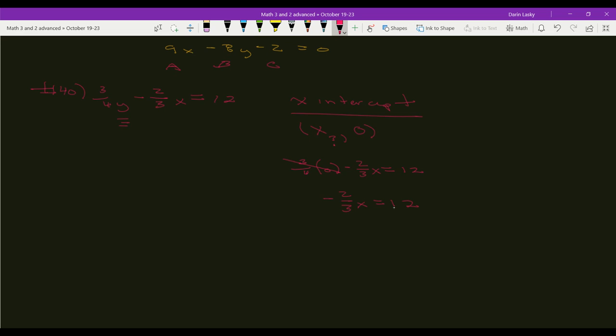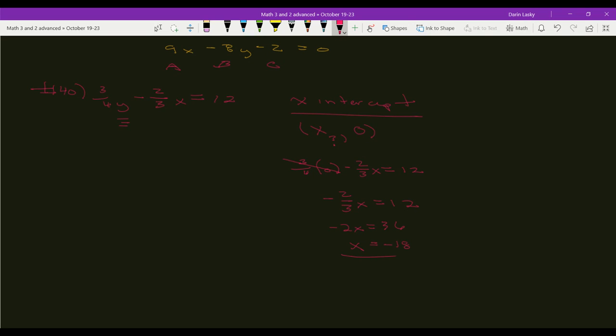How do I solve this? We make it a ratio where we're going to do 3 times 12. So we're going to get negative 2x equals 36. So x equals, we're going to divide both sides by 2 here. I did 3 times 12 gives me 36. I need to divide by 2. And so that's going to be negative 18.